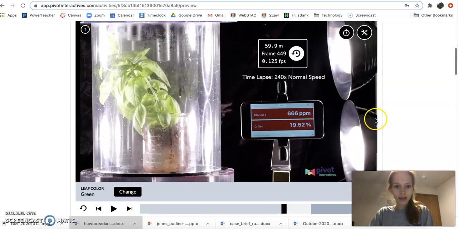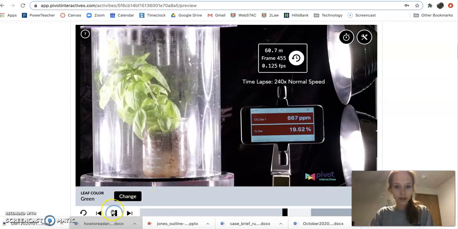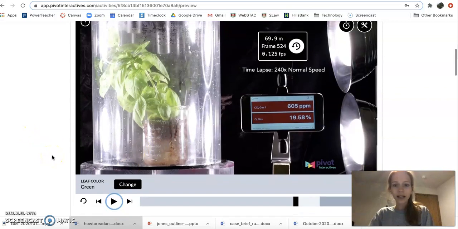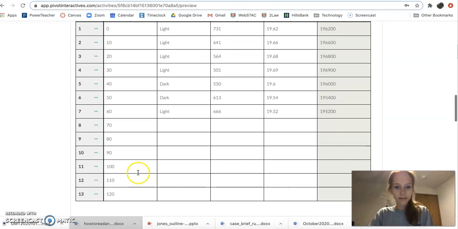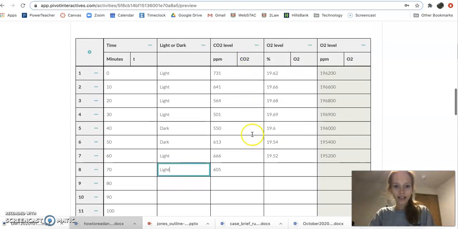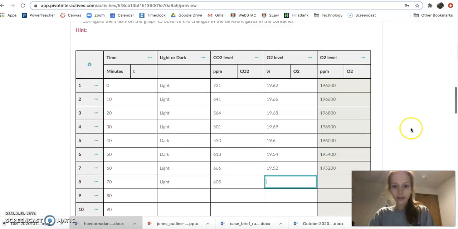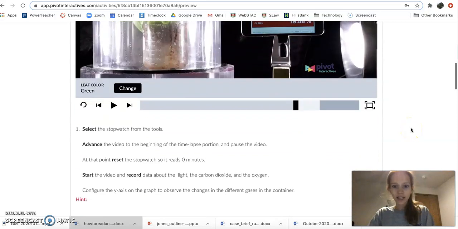All right, ten more minutes. We're going to 70. Oh my gosh, guys, look how good my clicking is. Okay, 605 ppm. All right, things are changing again. Hopefully you're noticing a trend. It's light now, and it looks like our carbon dioxide is going back down. What's my oxygen level? 19.58.